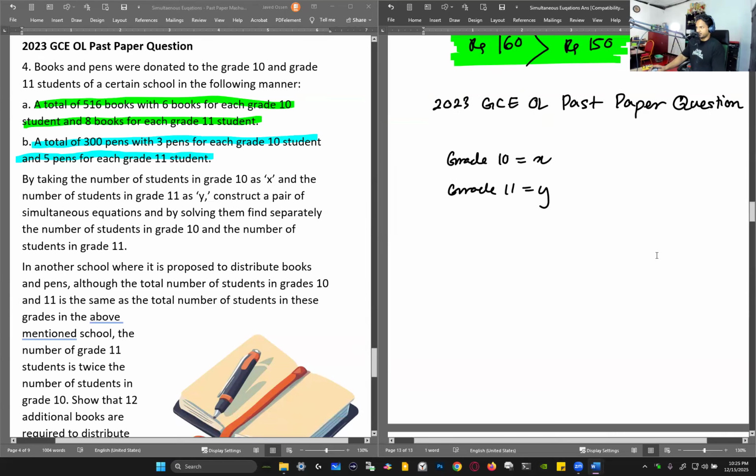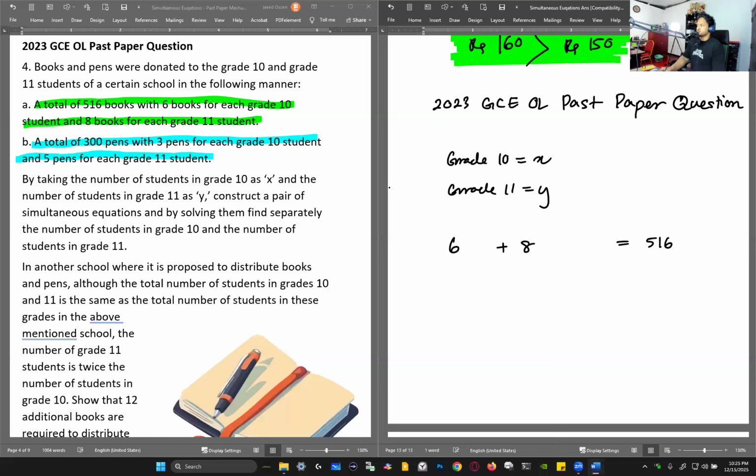There's more, but let's do this, okay? Let's do this. Total of 516 books. 6 books were given to grade 10, while 8 books were given to grade 11. This I will call equation A. Tell me, Miss Vadima, 6 multiplied by x or 6 multiplied by y? Absolutely, 6x plus 8y constructed the first simultaneous equation.